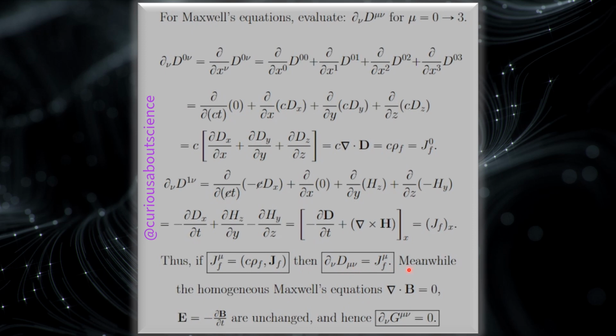So we proved what we needed to, and then we see that meanwhile the homogeneous Maxwell's equations remain unchanged, and hence we see that the gradient 4-vector acting on the field gives us a 0. So everything looks to be running smoothly so far. Now we've got to figure out what to do with the latter. All right.